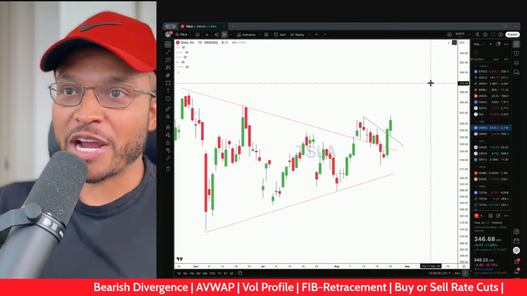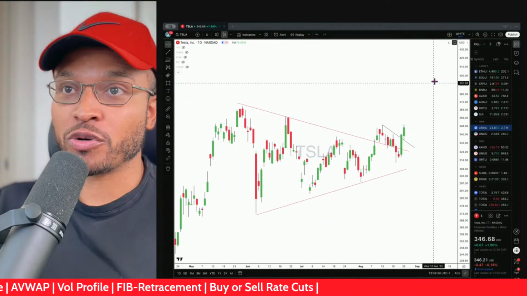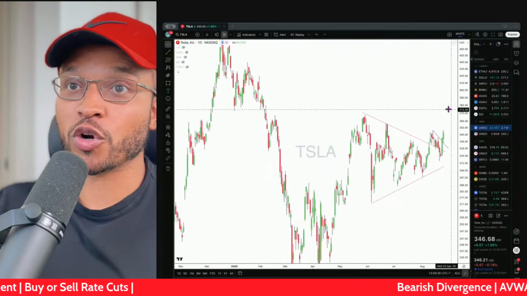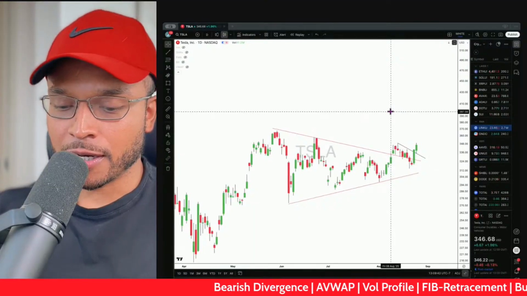Tesla is very close to ripping, and I think when it does rip above 350, it's going straight to 400. It might take 1 or 2 days. It's going to go to 400 quickly, and it's pretty much lights out from there. All right. What else is it?